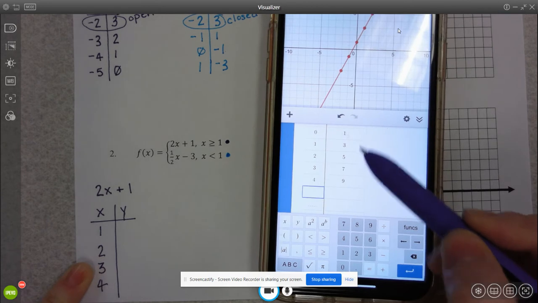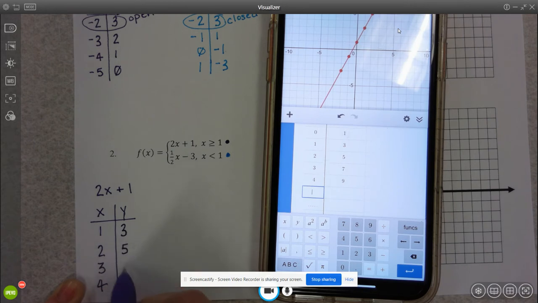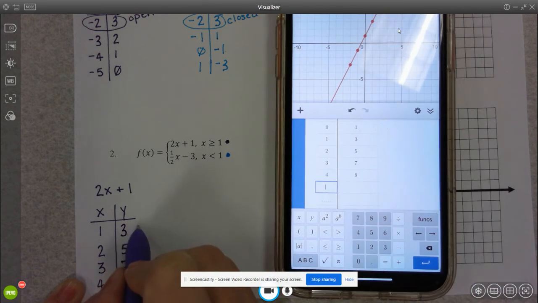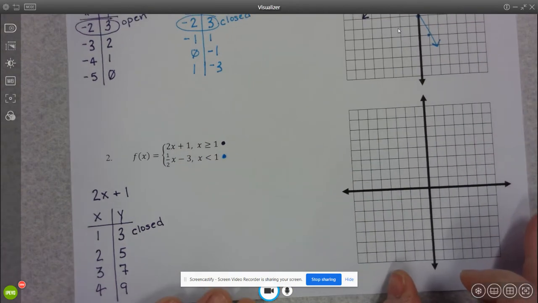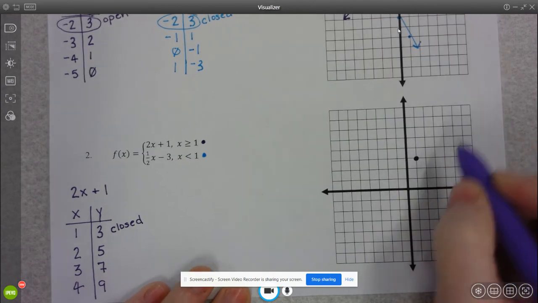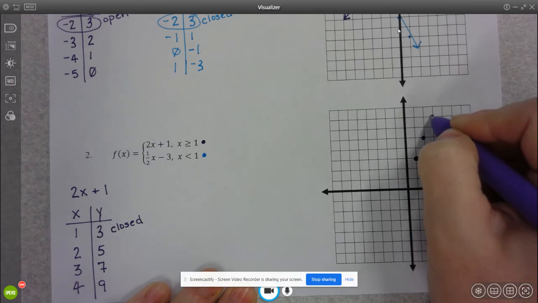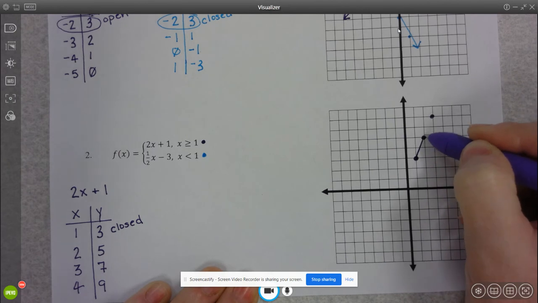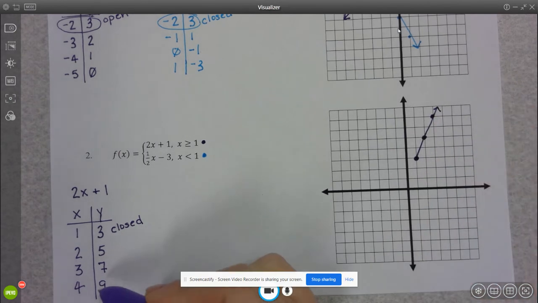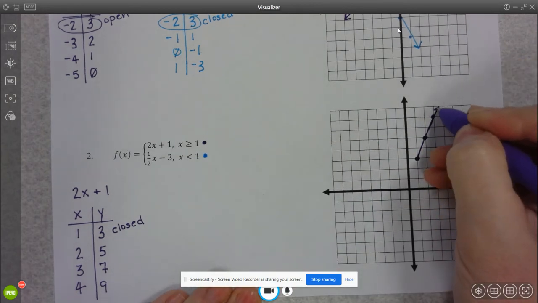All right, so here's 1, 2, 3, and 4. So I've got 3, 5, 7, and 9. This is going to be closed. So I'm going to go ahead and graph these. So 1, 1, 2, 3, 2, 5. I'm not going to have room for all of these. So I'm going to connect these. Now I didn't have room for 4, 9, but because it's continuing and there's no endpoint, we'll have that arrow there.